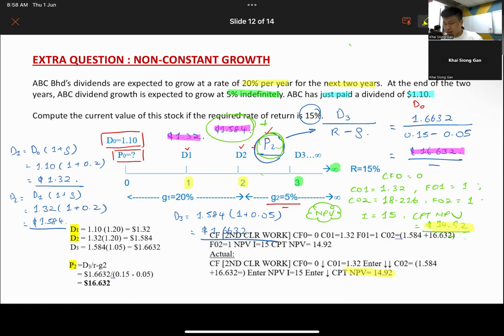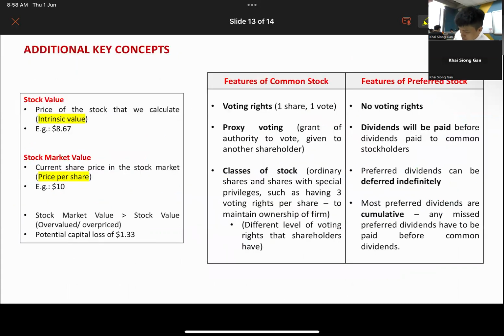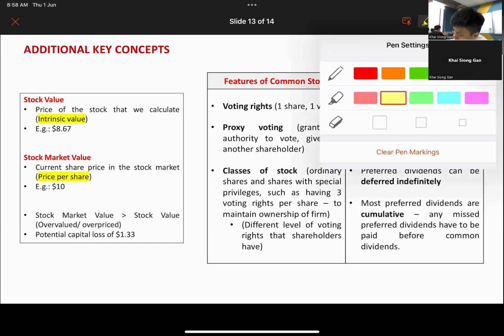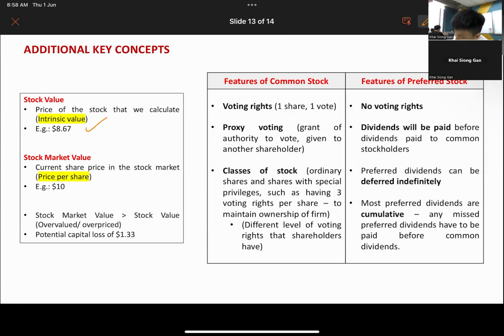Okay, let's move on with some theory stuff. First of all, when we talk about stock value, what we have been calculating is what we call stock value, or we can call it intrinsic value. For example, if you get the answer 8.67, we calculate the present value, that is intrinsic value.